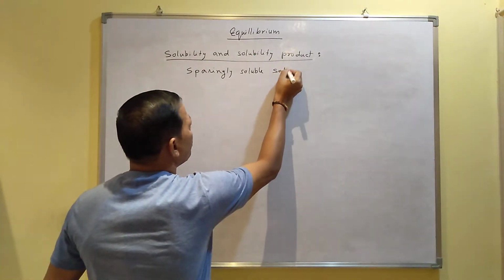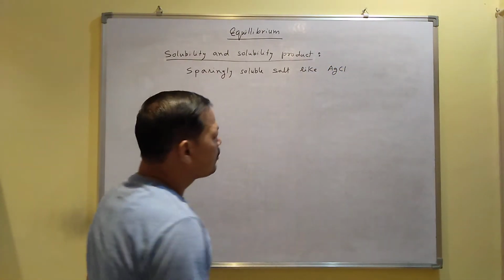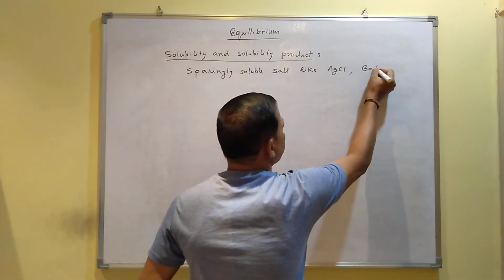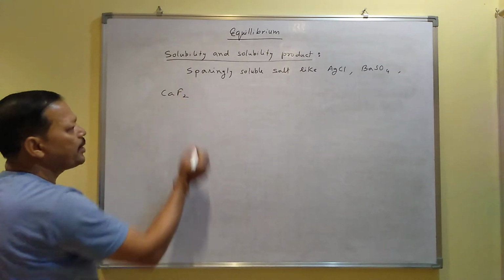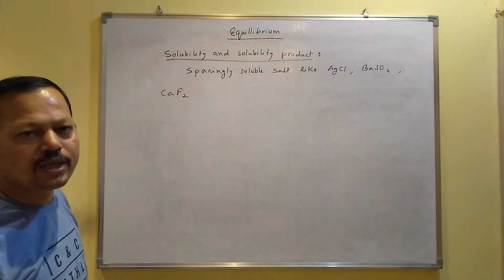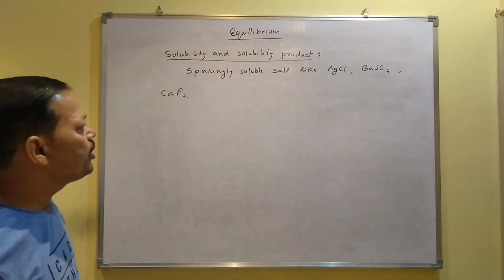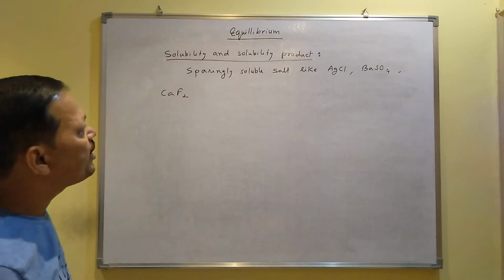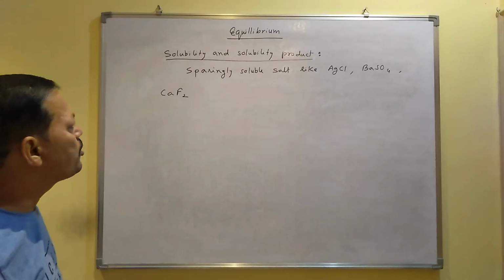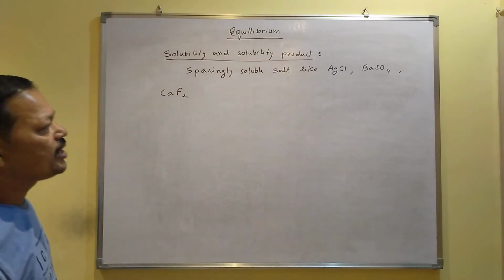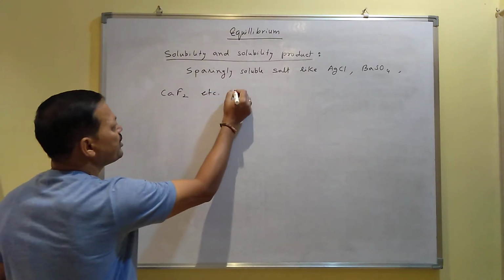Sparingly soluble salts like silver chloride AgCl, barium sulfate BaSO4, calcium fluoride CaF2. This type of salts are called sparingly soluble salts because they do not dissolve in water properly. They dissolve in water very slowly. So that's why this type of salts are called sparingly soluble salts, and the solubility product concept is applicable only for sparingly soluble salts.